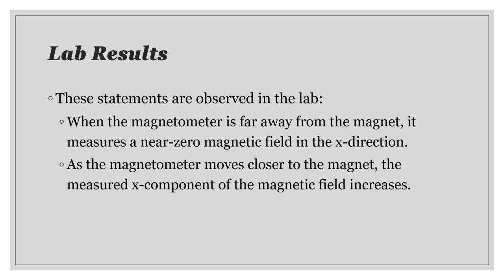When the magnetometer is far away from the magnet, it measures a near zero magnetic field in the x direction. That's because we adjusted this lab setup to account for the Earth's normal magnetic field. We set that up by having the Earth's magnetic field run in the y direction of our magnetometer, meaning that we had zero interference in the x direction from the Earth's magnetic field. And then as the magnetometer moves closer to the magnet, the measured x component of the magnetic field increased.